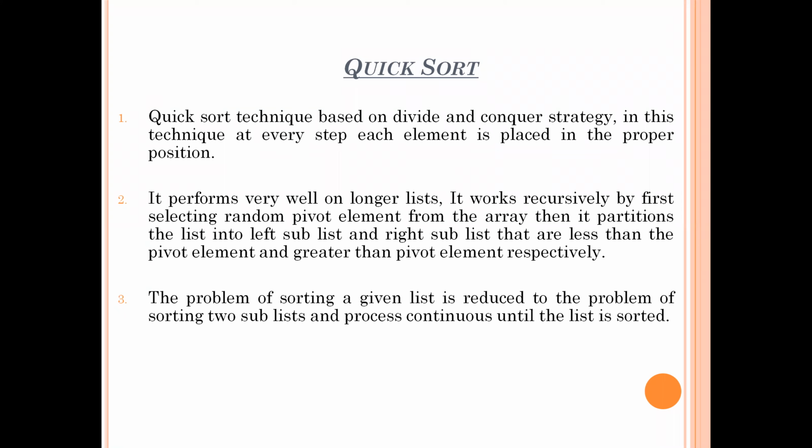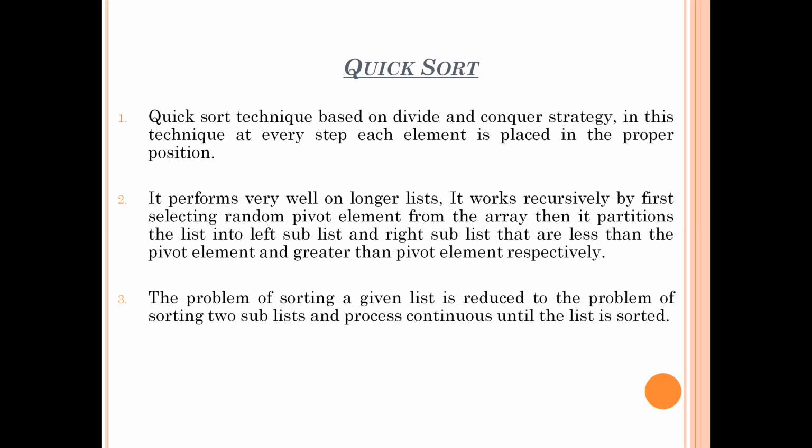So the elements to the left of the pivot will be less than the pivot, and the elements to the right of the pivot will be greater than the pivot. So now what you will do is divide the list into two halves, as in the case of binary search.